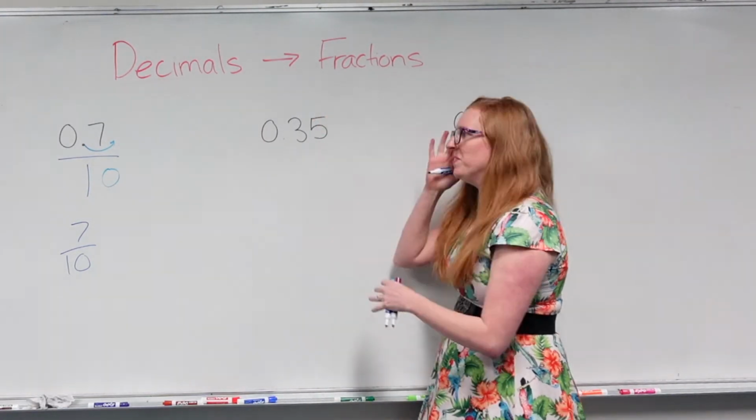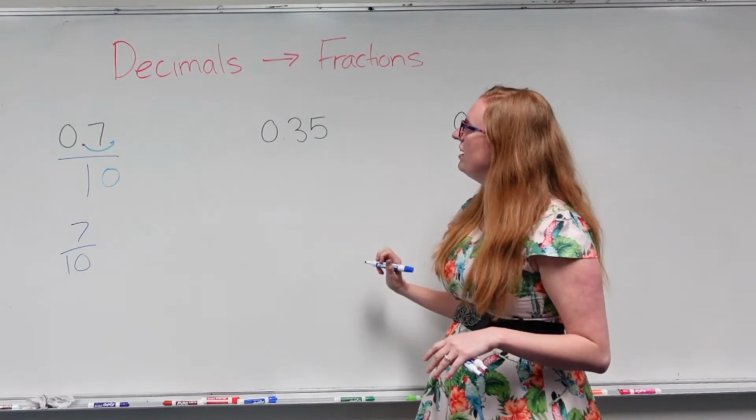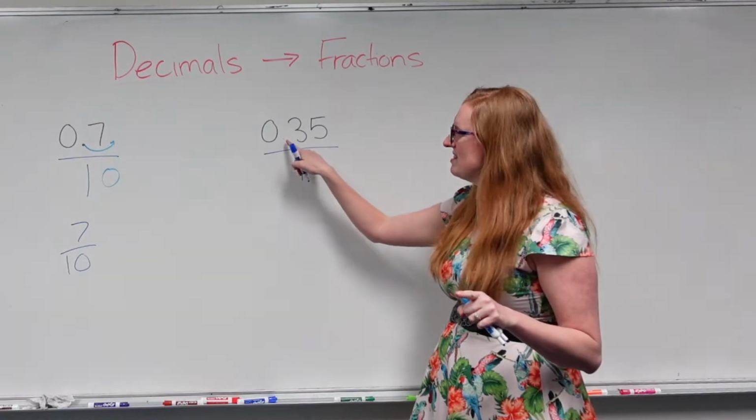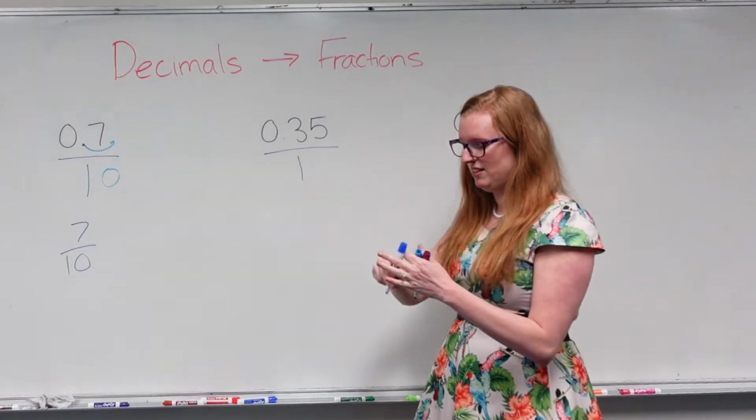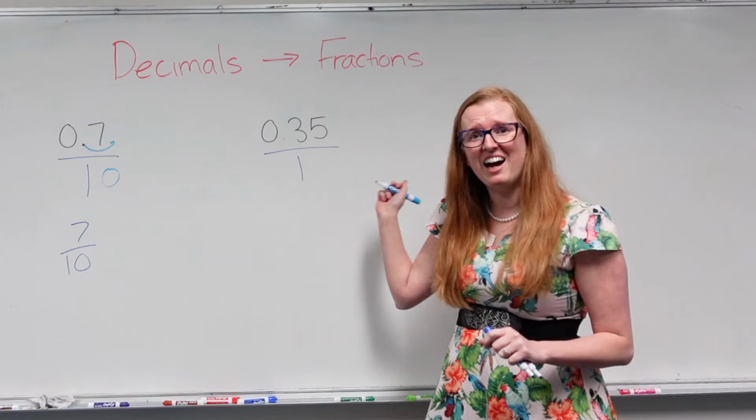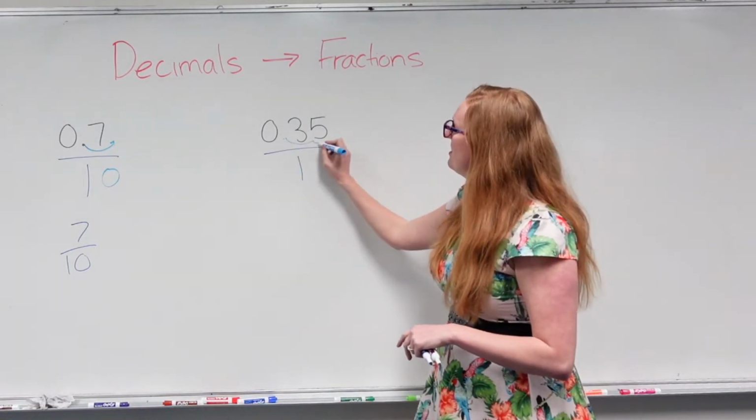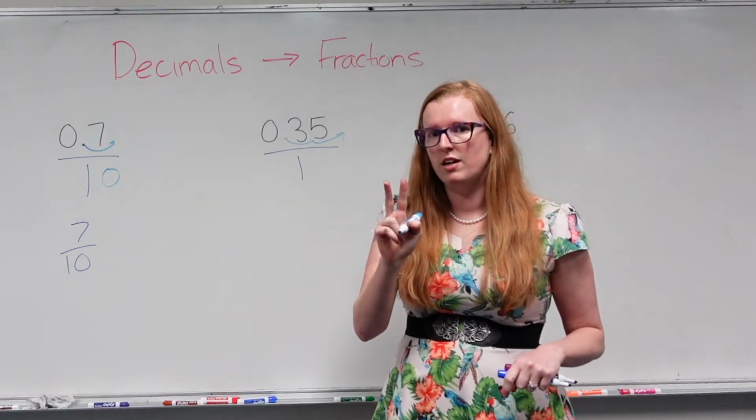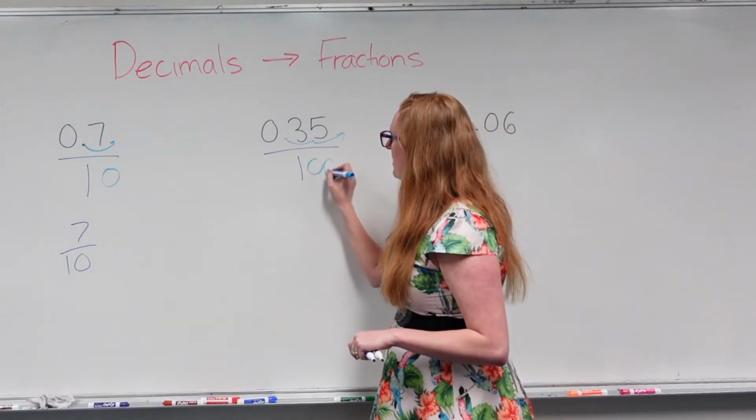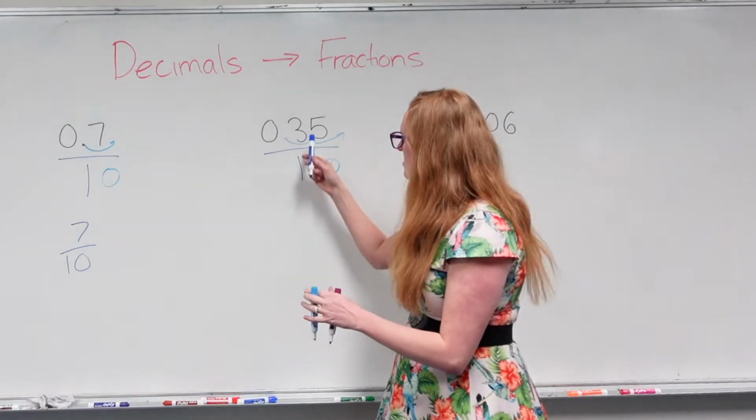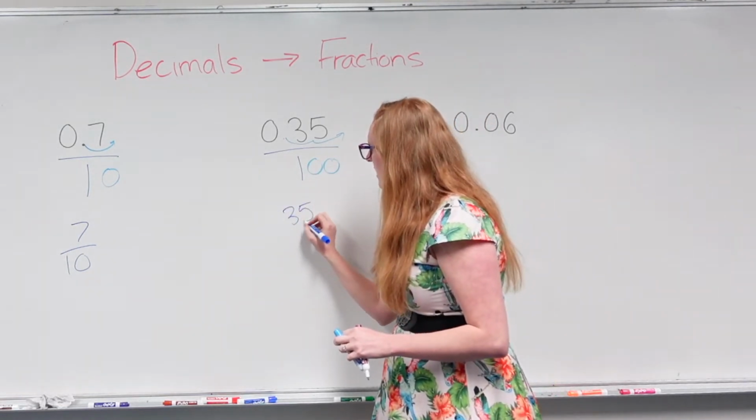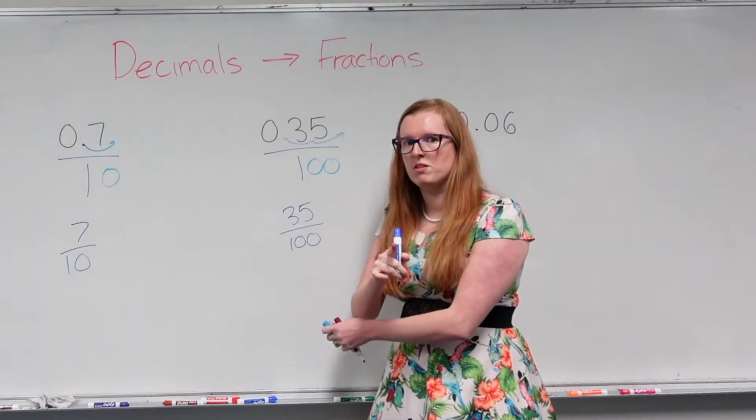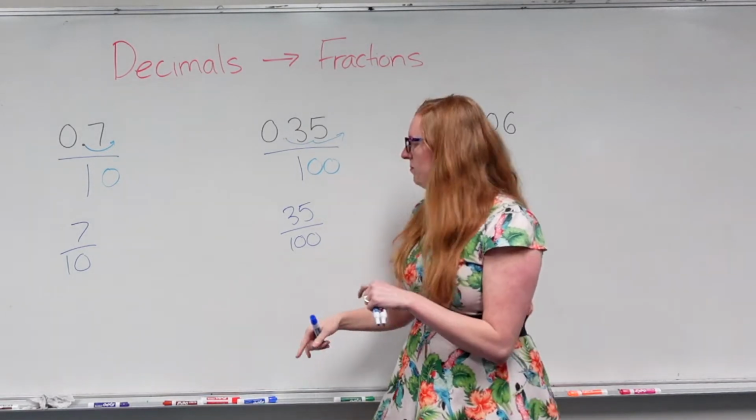Let's do this one. I've got 0.35, and I'm going to put it over 1. But I'm not finished because it's still got a decimal in there. Ew. So I'm going to move that decimal out. I want it out of there. 1, 2 spots. See you later. Because I moved it 2 times, I need to put 2 zeros on the end here. So now this has turned into 35 over 100. It's a fraction, but it's not simplified yet. I can get this down smaller.